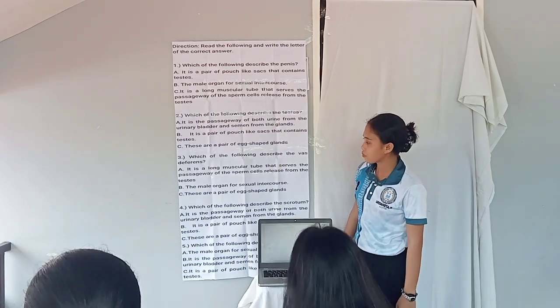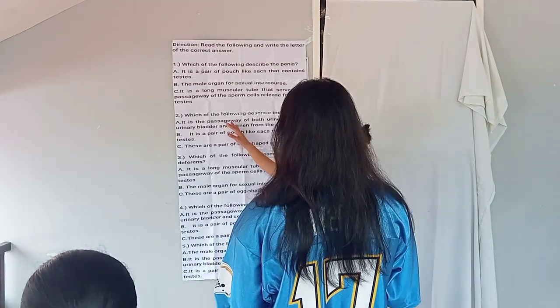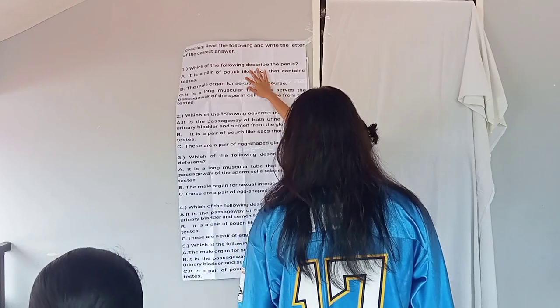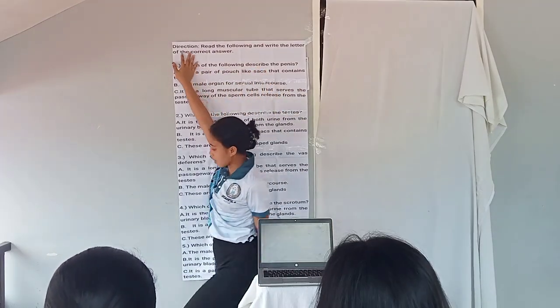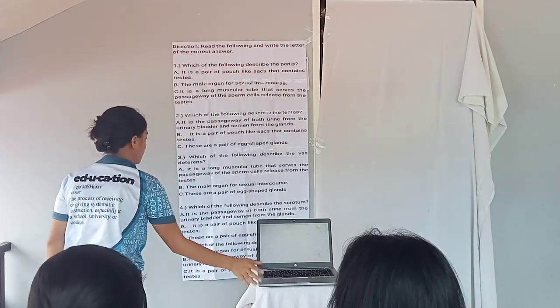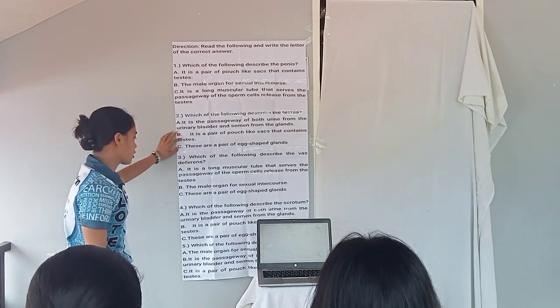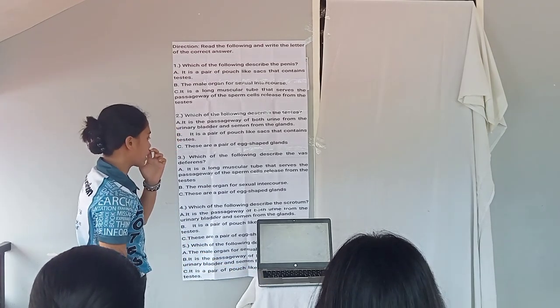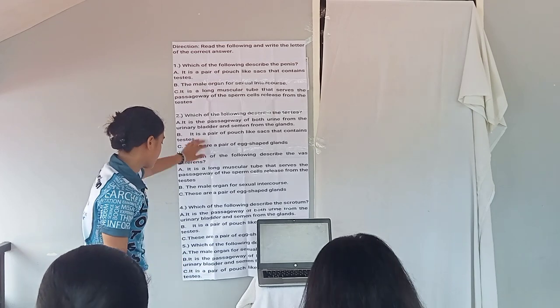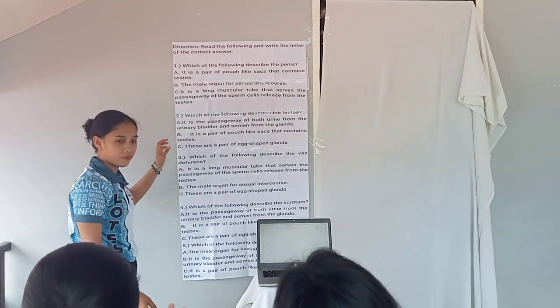Okay, Kidida. Which of the following describes the vas deferens? Letter A, ma'am. Okay, letter A. The vas deferens is a long muscular tube that serves as the passageway of the sperm cell released from the testes. Okay, number four wants to answer again.